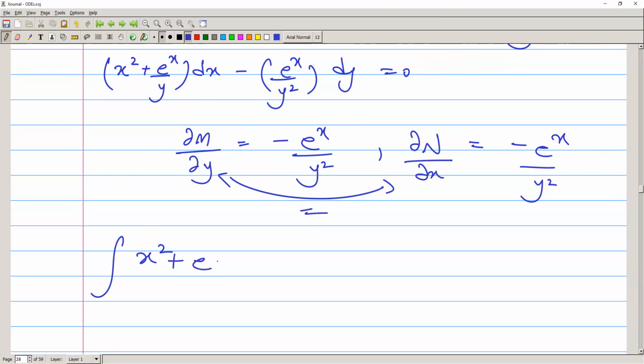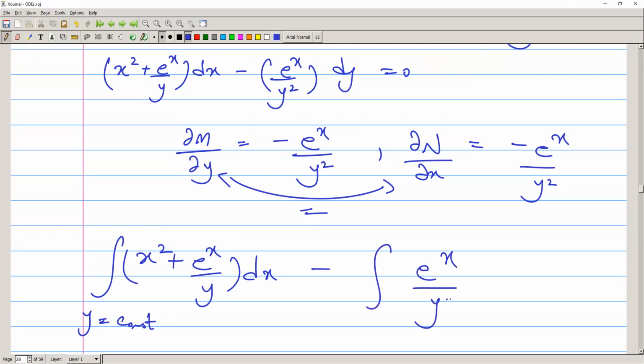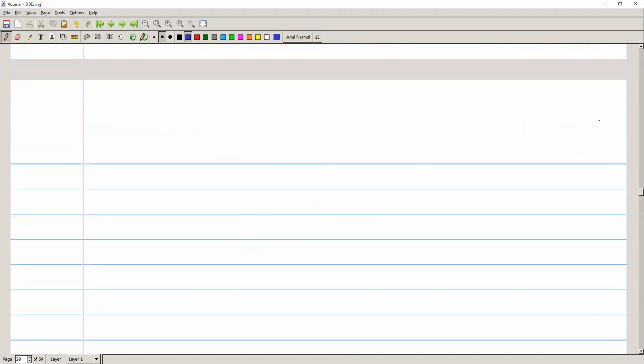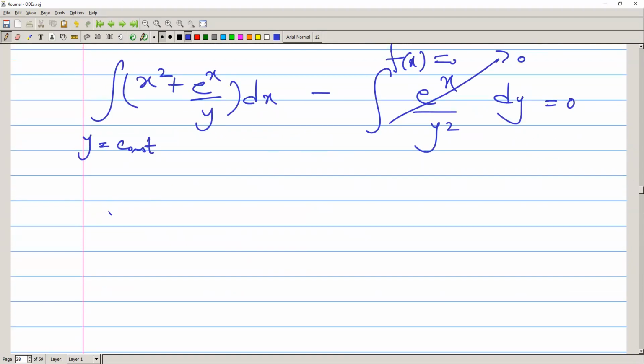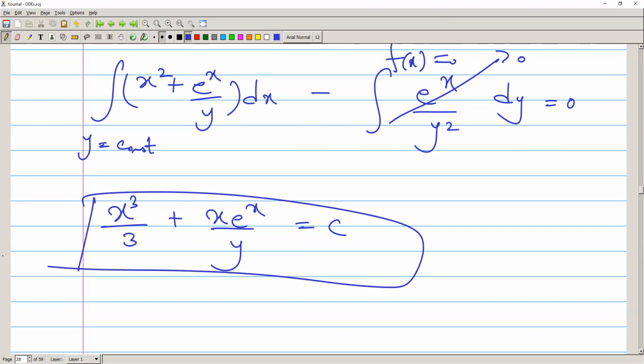That is, x squared plus e to the power x over y times dx, where y is constant in this integral. And then here we have minus e to the power x over y squared, and the function of x is 0, right? So this whole will become 0, is equal to 0. So we integrate this function. We will get x cubed over 3 plus e to the power x over y is equal to c. So that is the answer for the given equation.